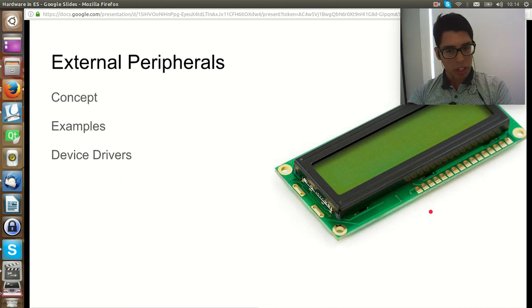About device drivers: a device driver is a collection of software routines that insulates the software from the operations of a specific hardware device.